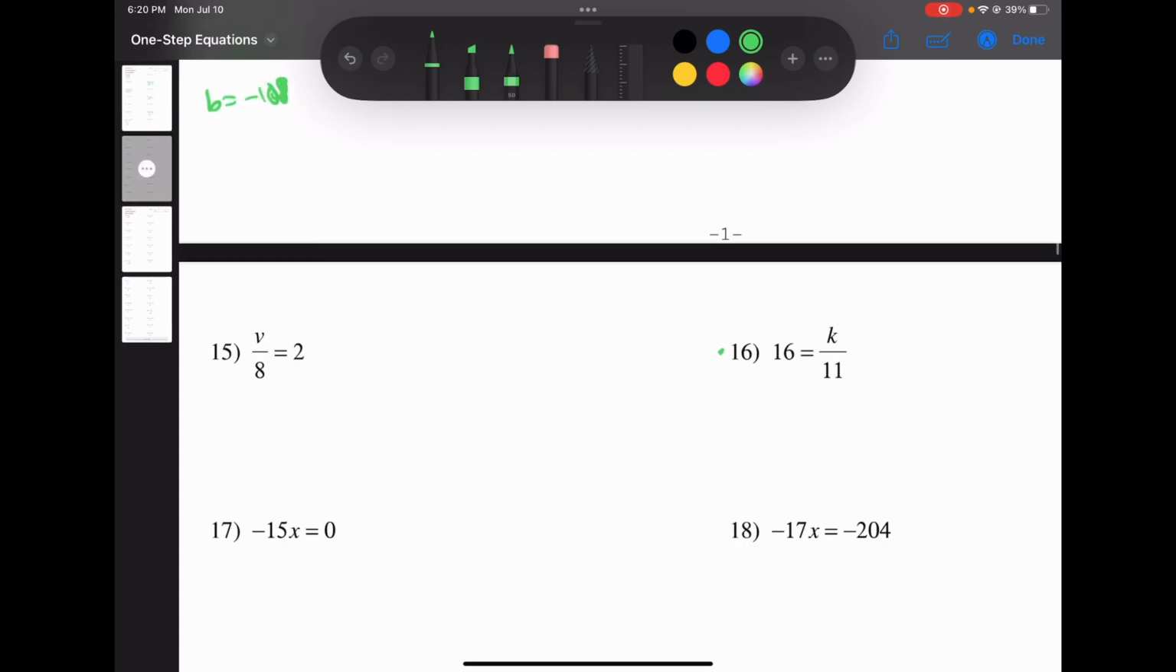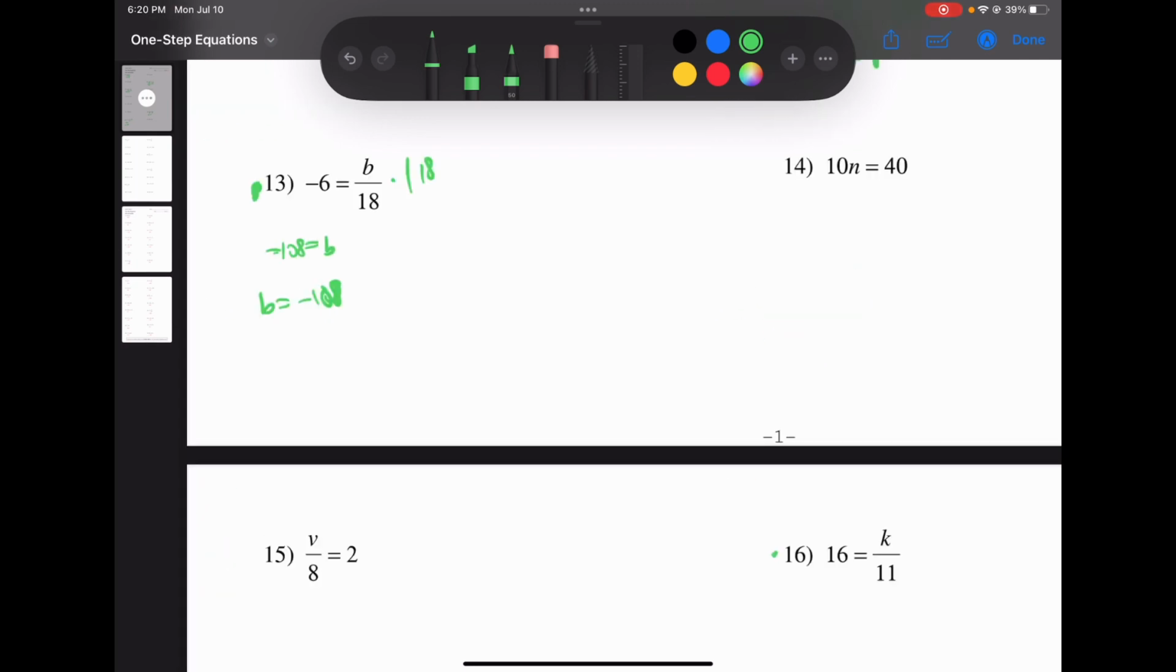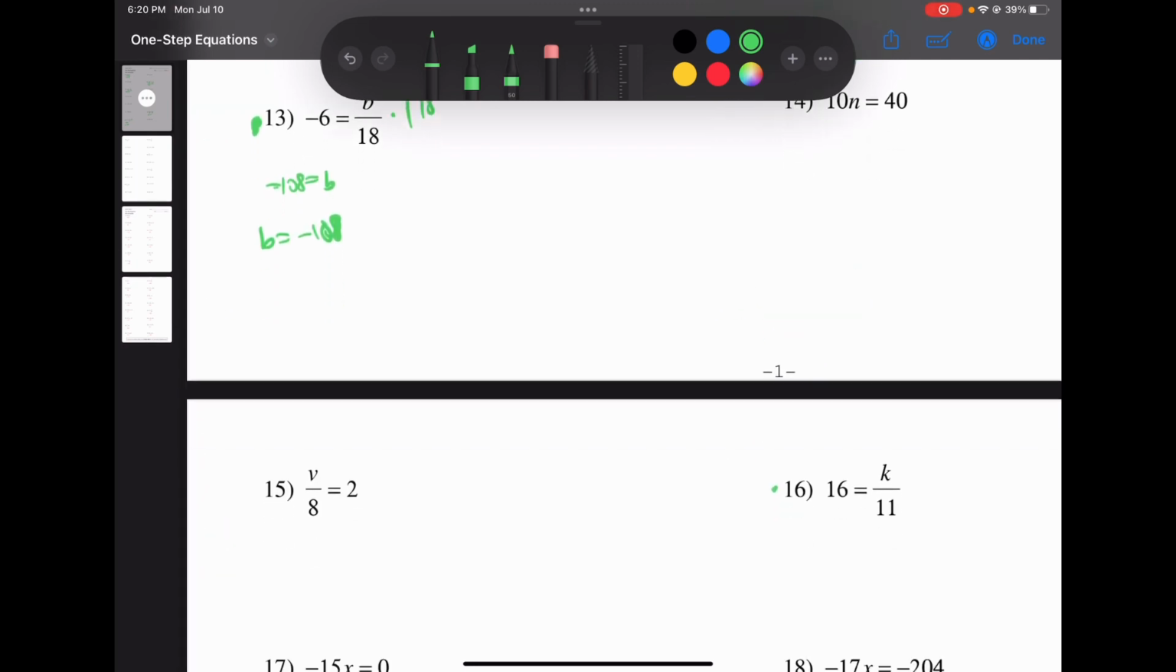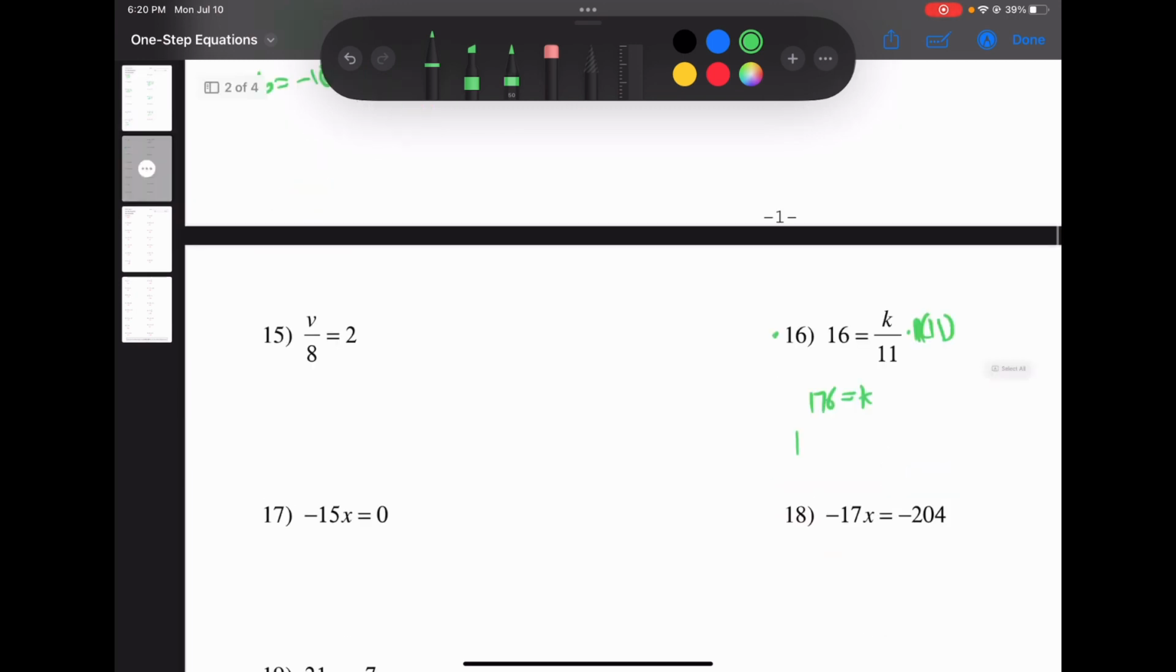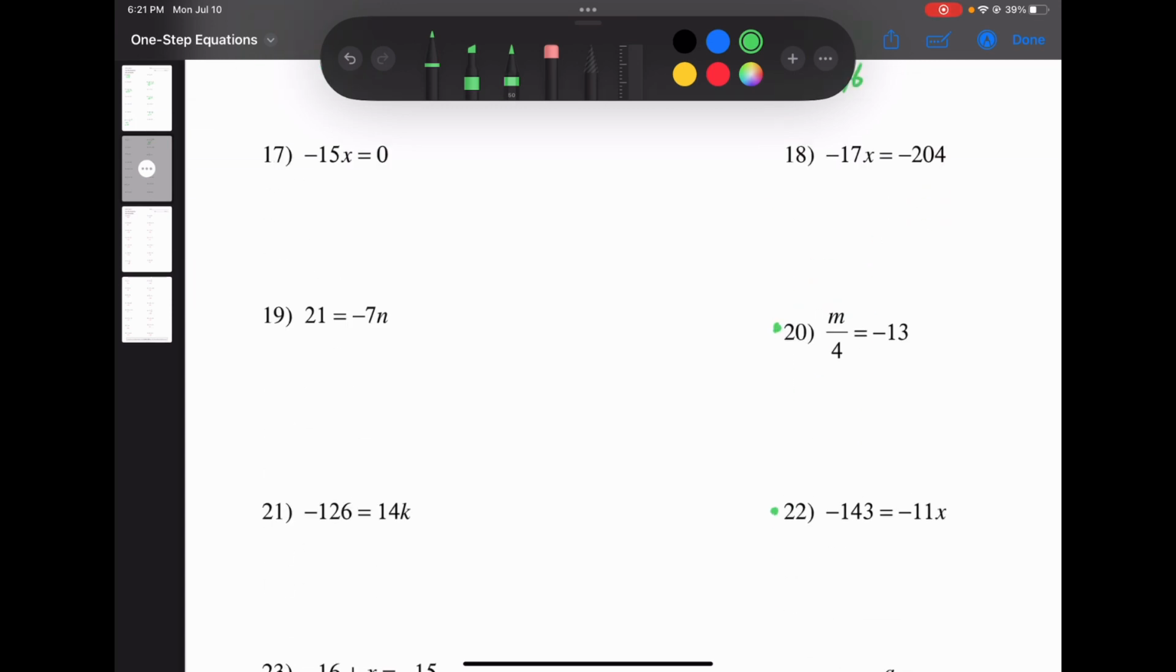Next question, 16. So here it says 16 is equal to k over 11. Again, as seen in question 13, you have to multiply to get rid of the denominator, so times 11. And 16 times 11 is 176. K is equal to 176. Next question, 20. M over 4 is equal to negative 13. So, again, multiply by 4 to get rid of the denominator. M is equal to negative 52. The negative does not go away.